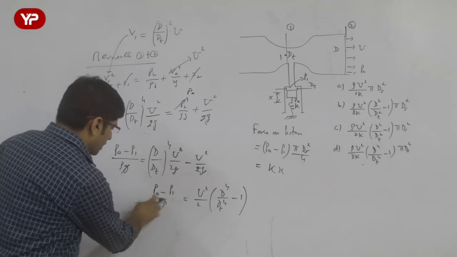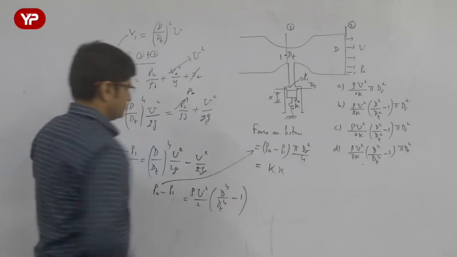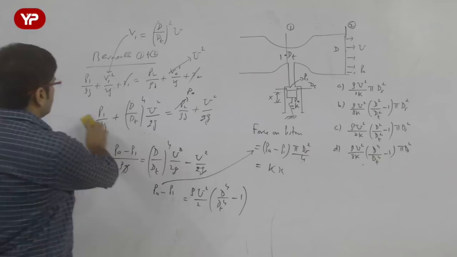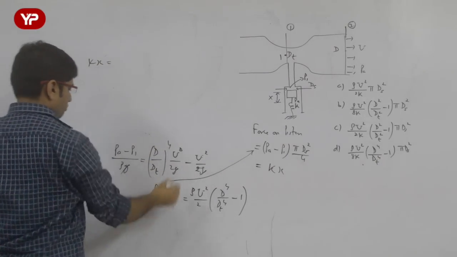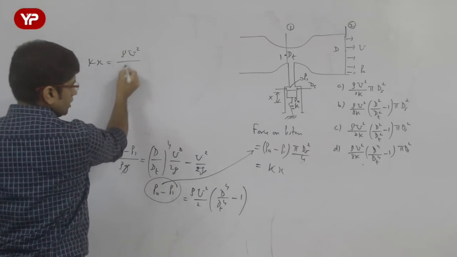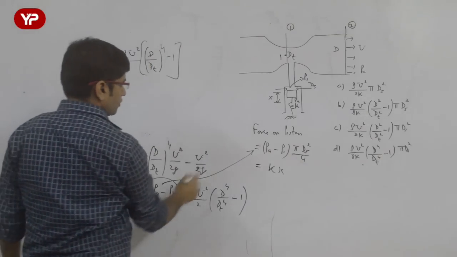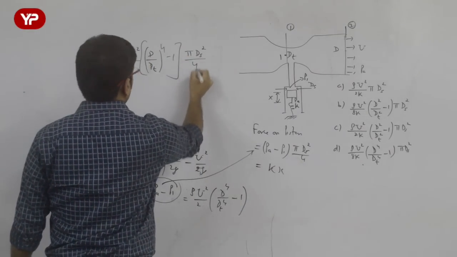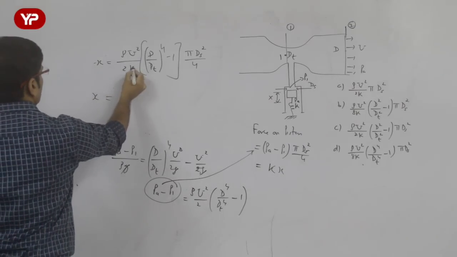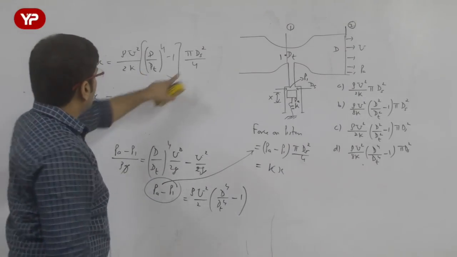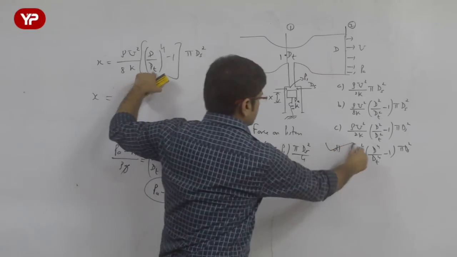So if I want to calculate PA minus P1, it is rho U square by 2, and all we do now is just substitute this value into this expression. Once I do that, what I get here is Kx is equal to PA minus P1, which is rho U square by 2 into d over dt raised to power 4 minus 1, into pi ds square by 4. We want to find out the value of x, that is equal to rho U square over 2k, and 2k multiplied by 4 becomes 8k. So I believe this is the answer we are getting.